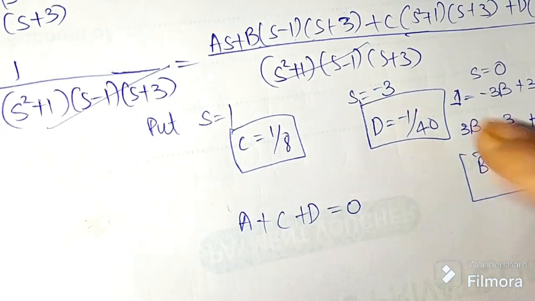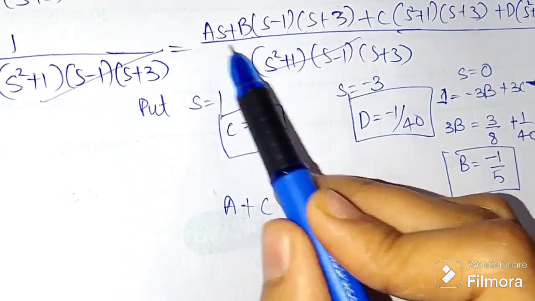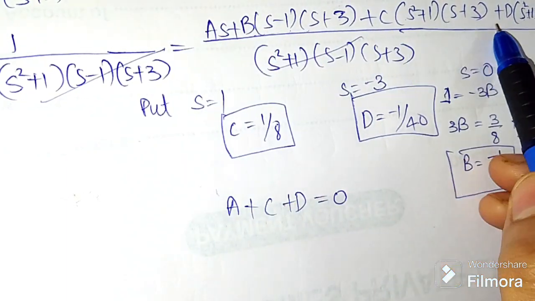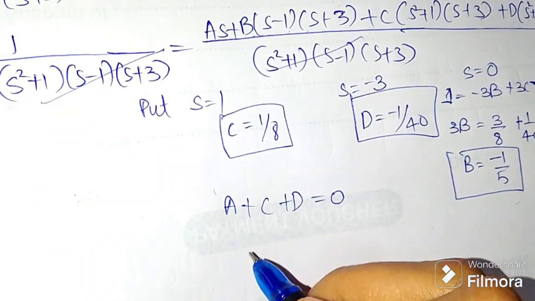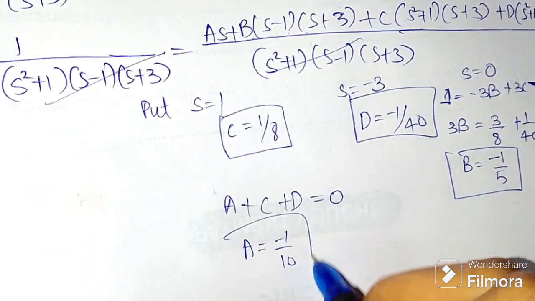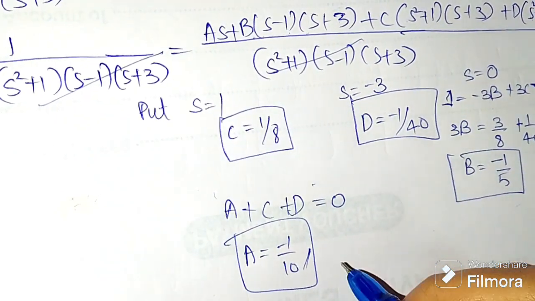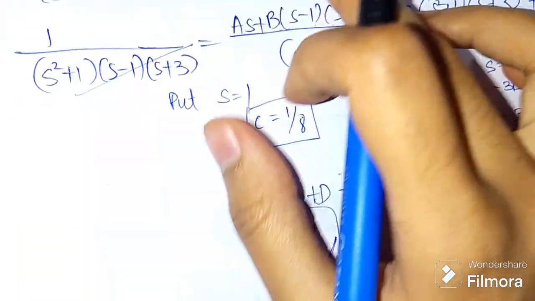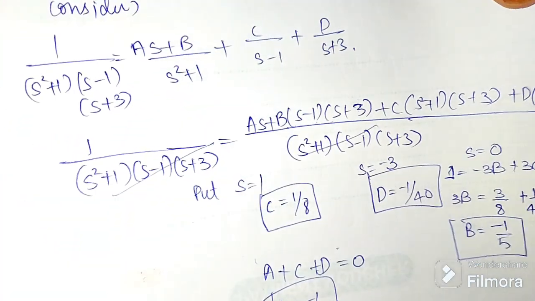For a, we will compare the coefficient of s cube. So here I got a, here I got c, here I got d. This side has no s cube coefficient, so 0. So if you substitute c and d, you'll get a is minus 1 by 10. So now in place of this, I have to substitute all the values and find Laplace inverse.